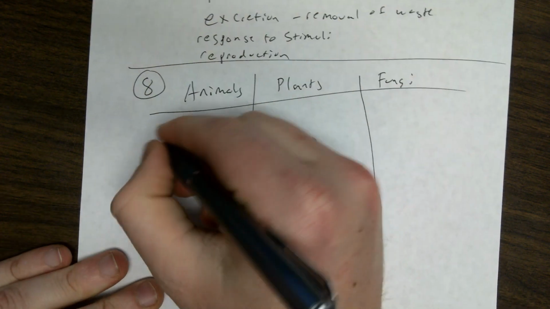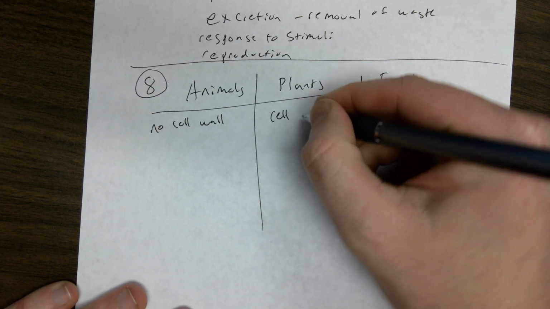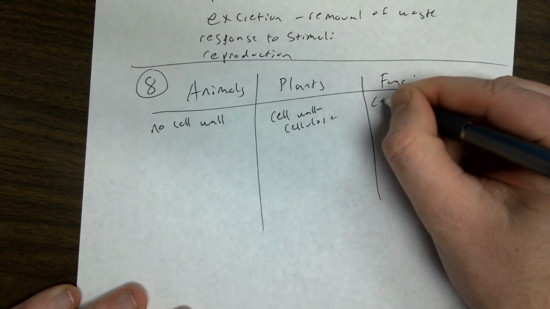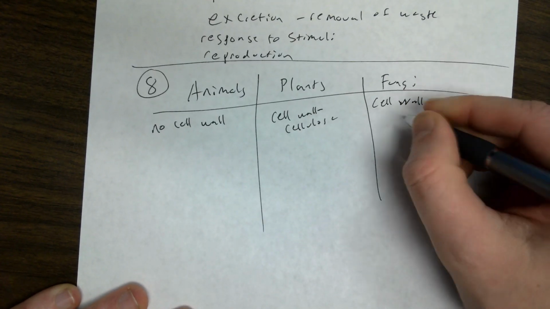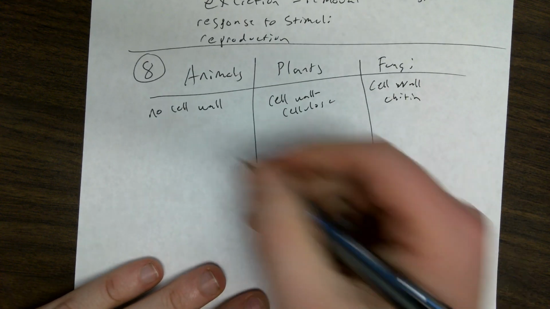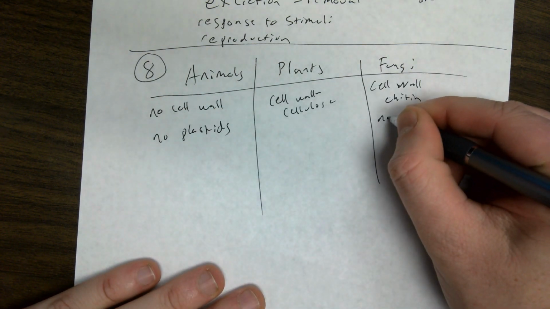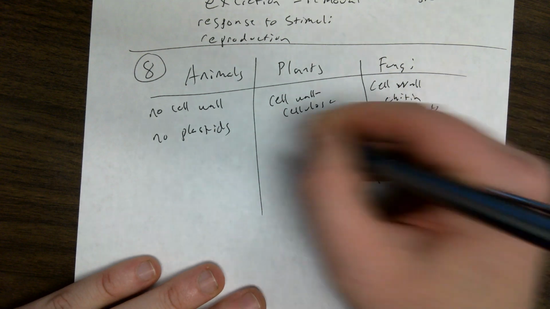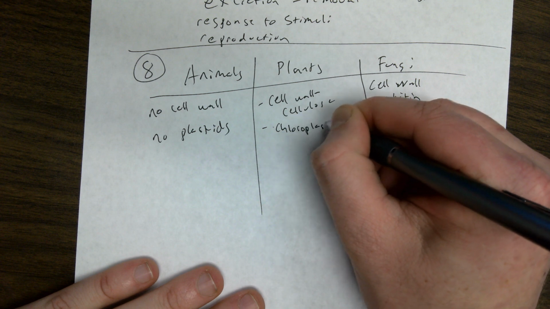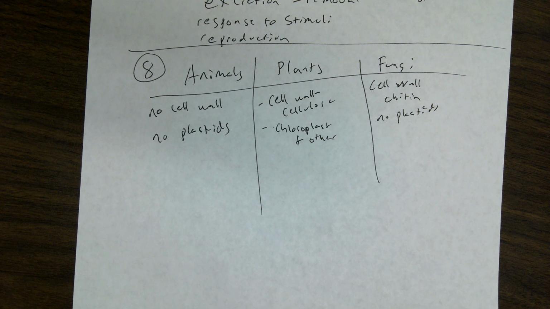All right, let's start with the cell wall. No cell wall. Cell wall, cellulose. Cell wall, chitin. Okay, no plastids. No plastids. This one has the chloroplast and other plastids, often for storing starch or pigment.